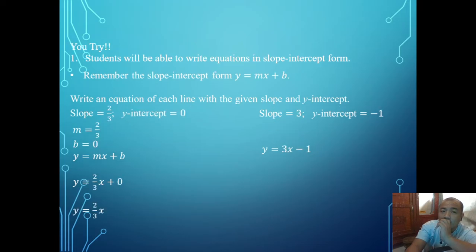How about here? Another. Slope is 2/3, y-intercept is 0, so m is 2/3, b is 0. Substitute in y equals mx plus b, so it becomes y equals 2/3 x plus 0, so y equals 2/3 x. How about if the slope is 3, y-intercept is negative 1? Y equals 3x minus 1. Right?